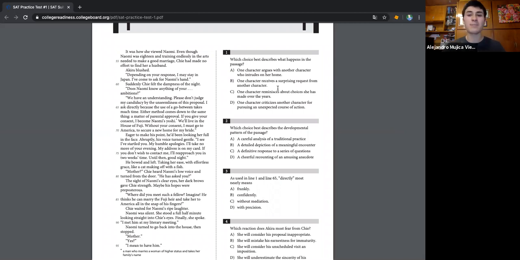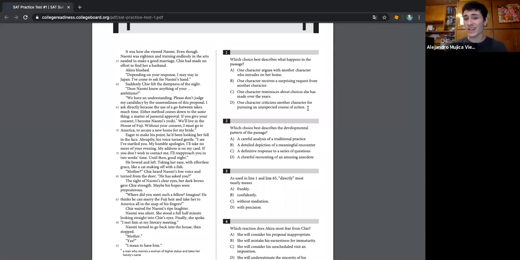One character reminisces about choices she has made over the years. There are several ways to discard this choice. Chie is not really reminiscing about anything. If anything, it's Akira, the guy, reminiscing about the way he made the choice and whether he could have asked it in a better way. But it still is not the main event. It's not what happens in the passage. It's just one short paragraph, so it would be too specific. And it's also wrong in terms of pronouns.